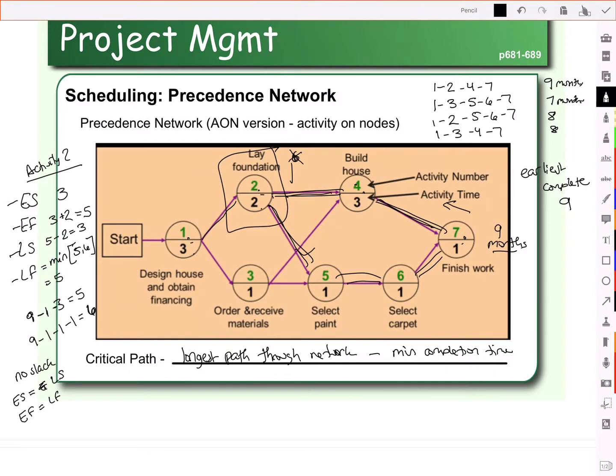And the reason that there is no slack in activity 2 is because activity 2 is along your critical path. Whatever's on your critical path will have no slack, because those are the activities that take the most amount of time and are impacting your ability to finish the project. Let's look at activity 4.